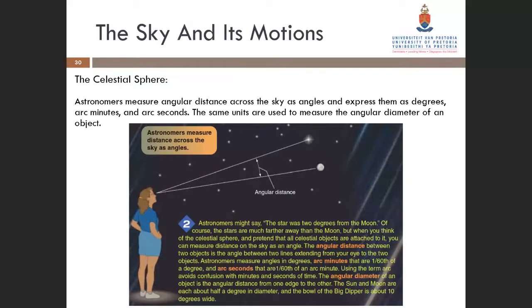The angular distance between two objects is the angle between the two lines extending from your eye to the two objects. Astronomers measure angles in degrees, arc minutes, which are 1/60th of a degree, and arc seconds, which are 1/60th of an arc minute. Using the term arc avoids confusion with minutes and seconds of time. The angular diameter of an object is the angular distance from one edge to the other. The sun and moon are each about half a degree in diameter, and the bowl of the Big Dipper is about 10 degrees wide. These are definitions that you must take note of.